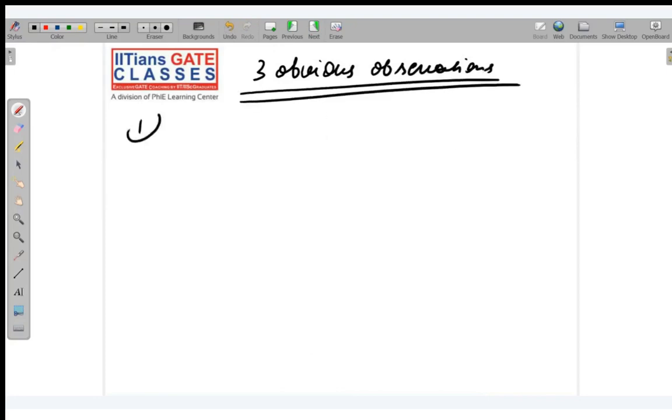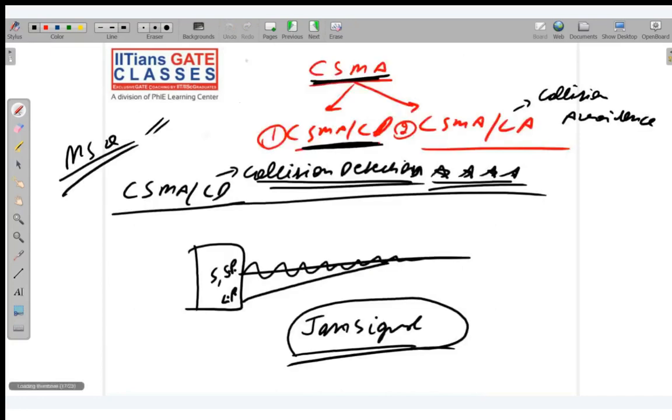The very first observation is, if no collision is detected by the sender, then what will the sender think? That the receiver has received the frame fit and fine. How has the sender come to know this? Because no collision is detected, so there is no need of acknowledgement from the receiver. That is a very important point. In CSMA there is no need of acknowledgement, but in ALOHA there was a need of acknowledgement. Why? Because there was no guarantee that the receiver had received the frame, as there was no collision detection.